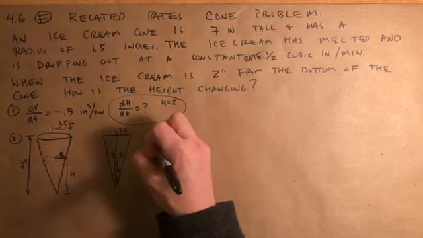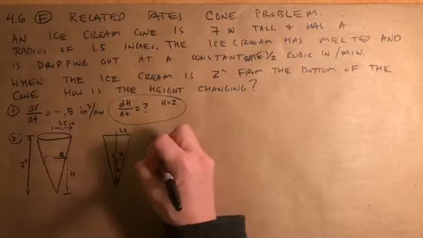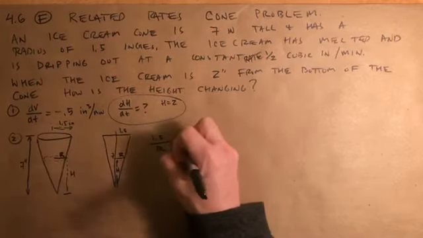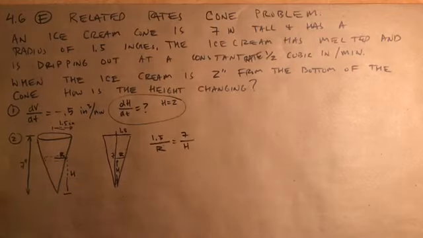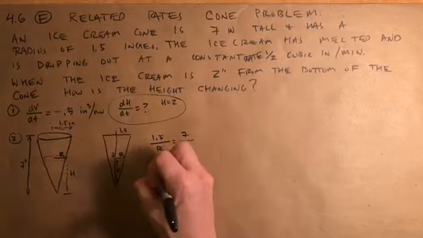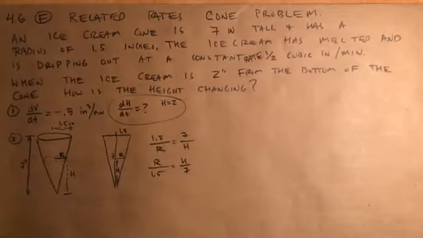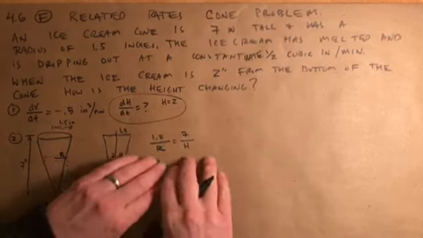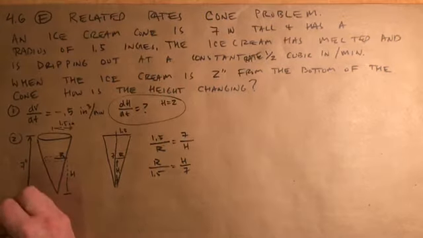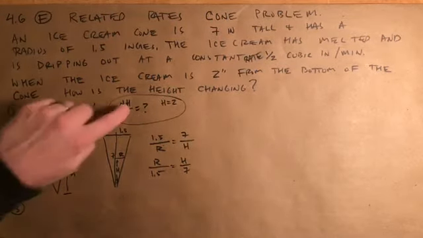So we have 1.5, the big radius, is to r as 7 is to h. And you know what I might do here is I might just reciprocate this. R over 1.5 is equal to h over 7. And I'm just going to leave it like this because now what we're going to do is make a formula. And our formula has to involve v and it has to involve h.